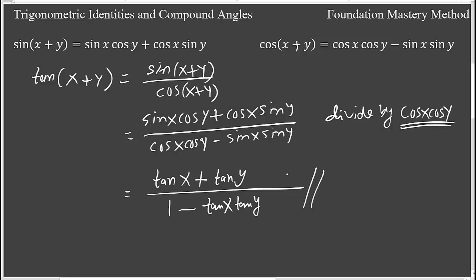So we have got a formula for tangent of x plus y, which is tangent x plus tangent y, over 1 minus tangent x tangent y. Now if you replace this by a negative, you get a negative here and a positive here. Okay, we'll take one example.